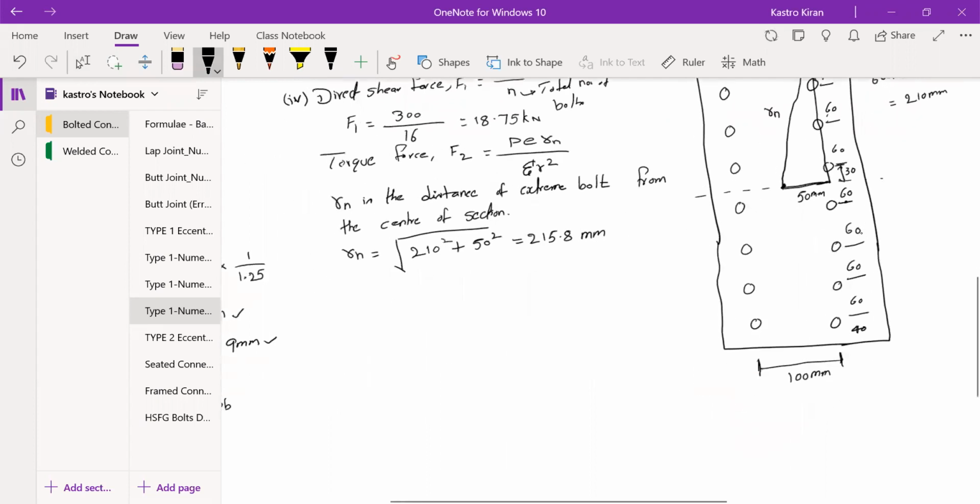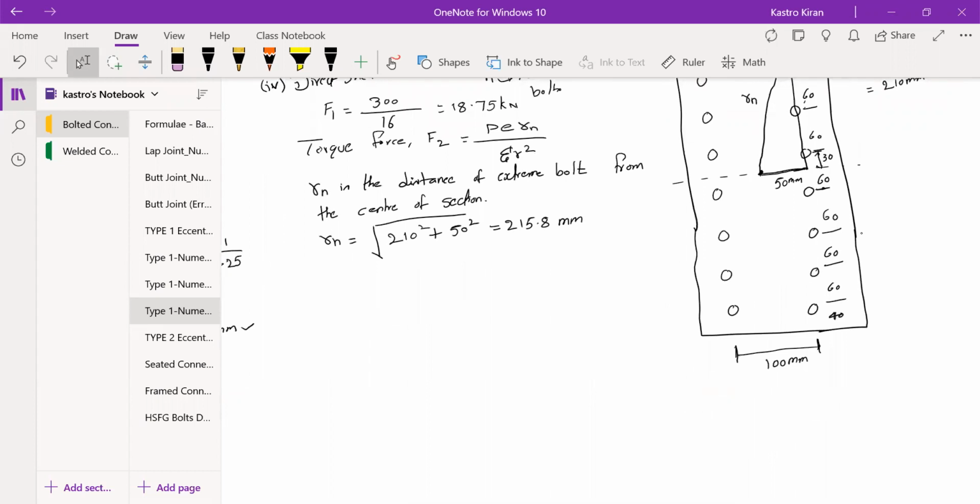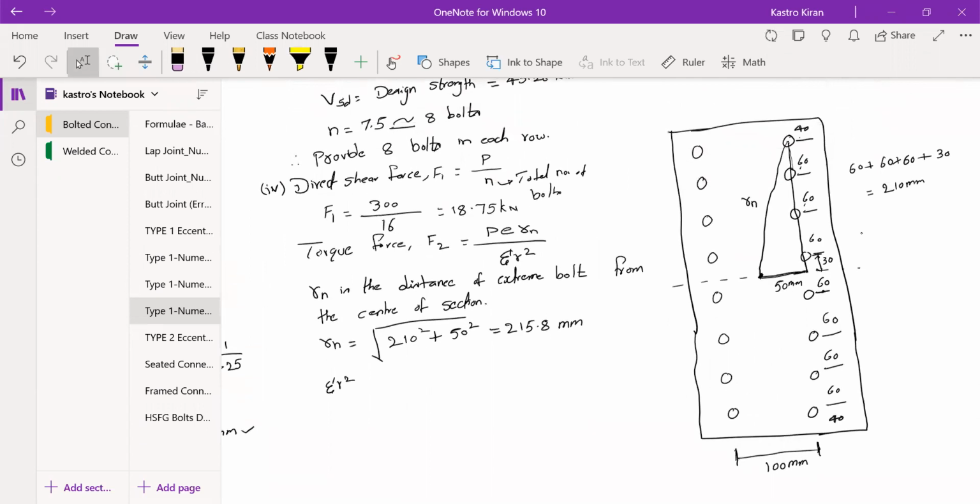Now let's find out the value of summation R square. Before finding summation R square, let's go through the simple concepts involved in this figure. So I'll erase all these things. You can check them later.